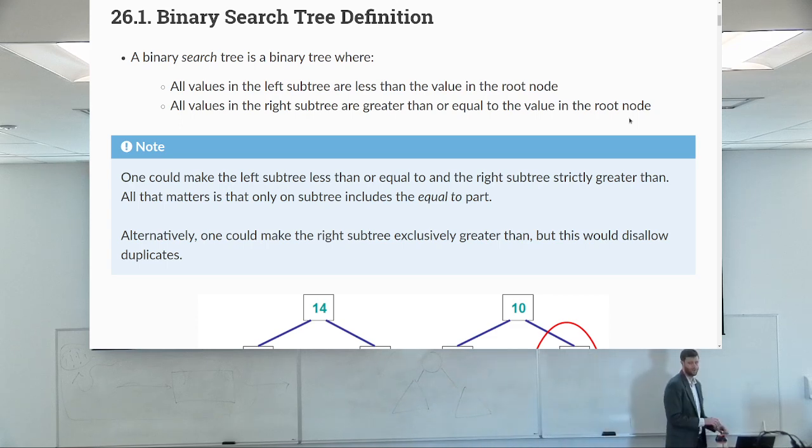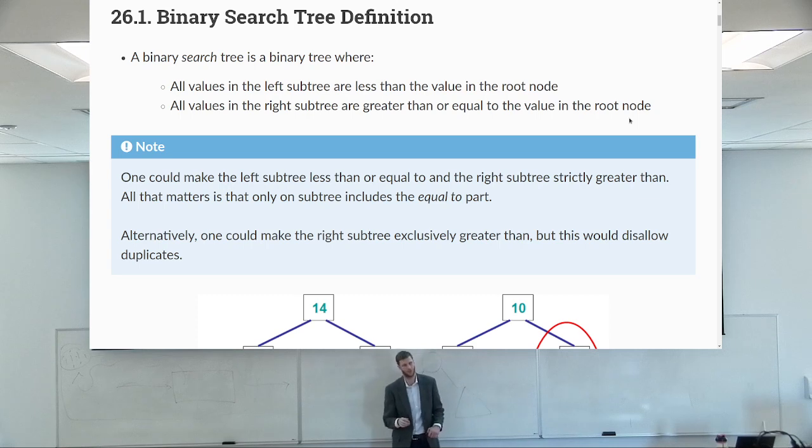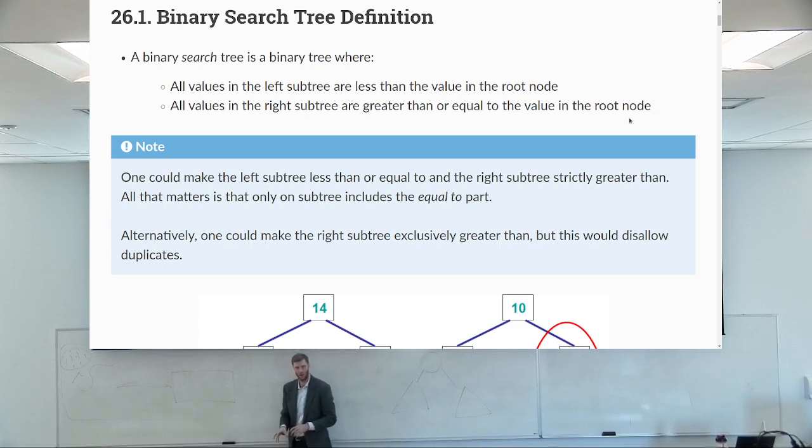But this is a recursive definition, meaning I have a root. All the values over here are less than me. All values over here are greater than or equal to me. As soon as I go one step down, to the left subtree of the root of the whole tree, I have to assert that all values in its left subtree must be less than it, and all values greater than or equal to it must be on its right subtree. I'll show you an example of what I mean.